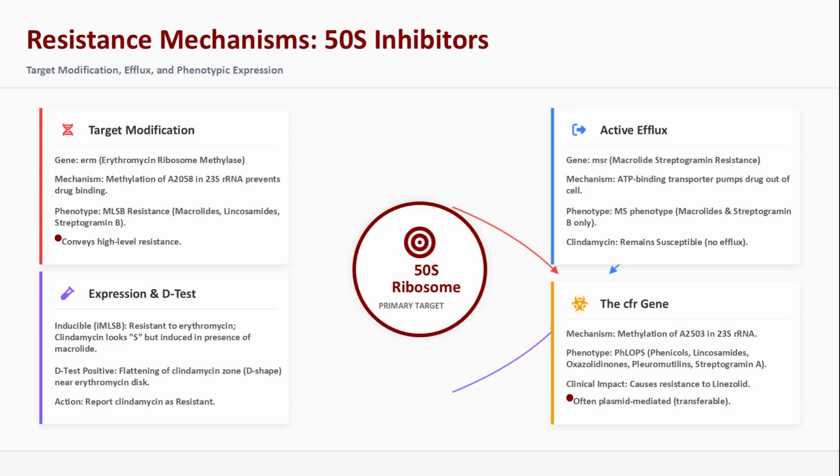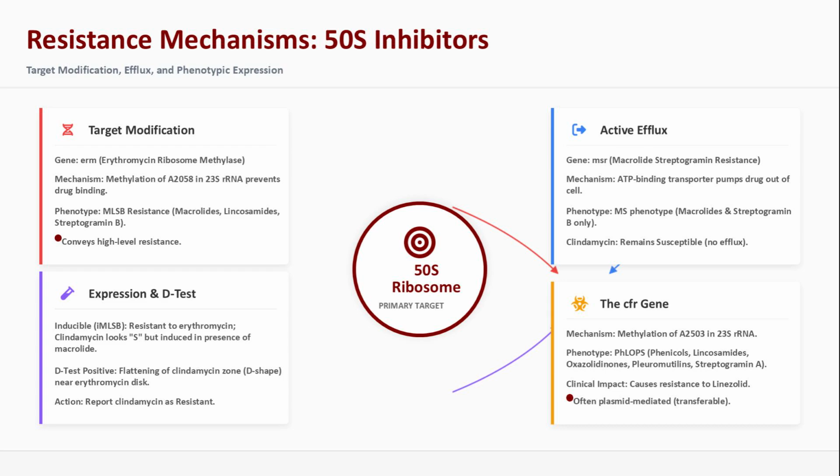Because of this modification, antibiotics can no longer bind properly. As a result, the bacteria become resistant. This leads to what we call MLSB resistance, which includes macrolides, lincosamides, and streptogramin B. This type of resistance is usually strong and clinically significant. Now, sometimes this resistance is not always active. It can be inducible. In such cases, the bacteria may appear sensitive to clindamycin in routine testing.